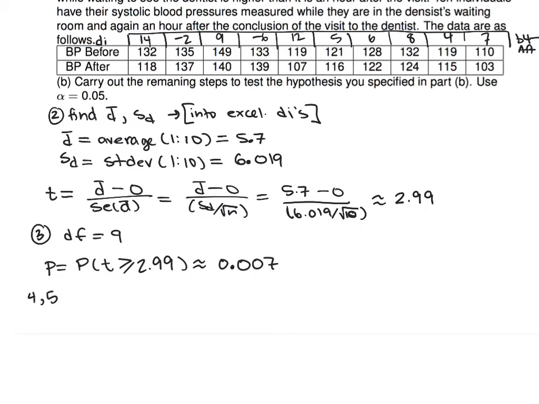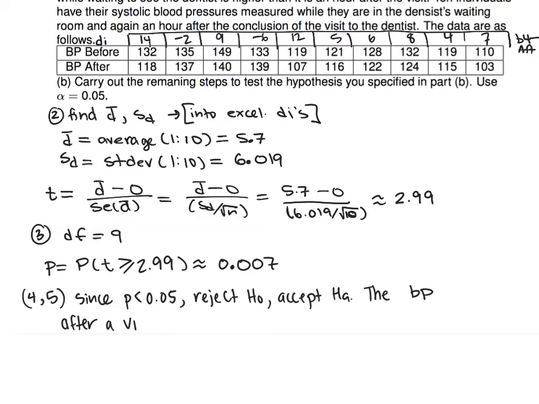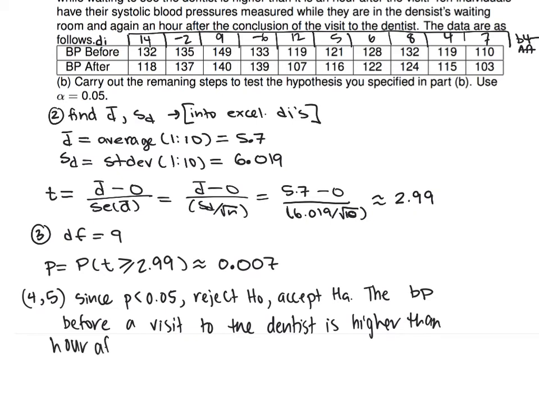Okay, step 4 and 5. So since this p-value is less than our alpha, which is usually 0.05, so since p is less than 0.05, we're going to reject H0, accept HA, and it says that the blood pressure after a visit is lower than before, or you could say the blood pressure before a visit to the dentist is higher than 1 hour after, on average.